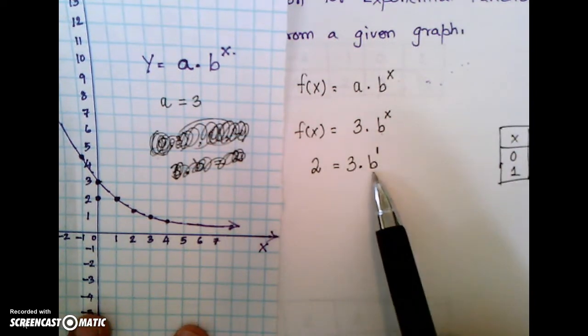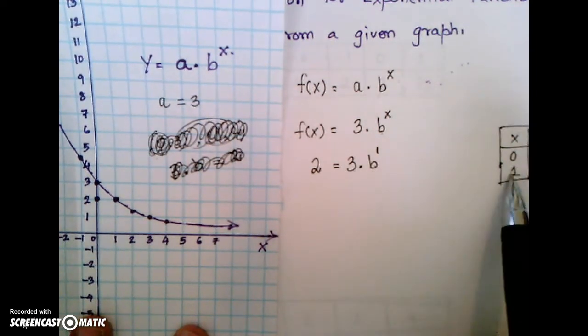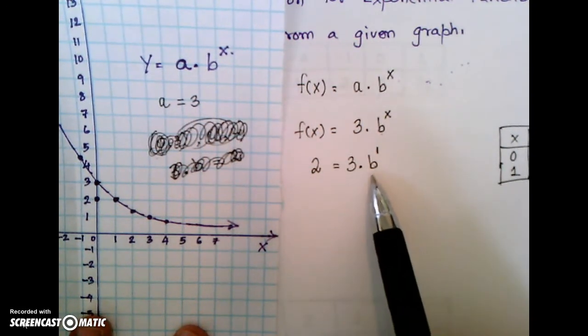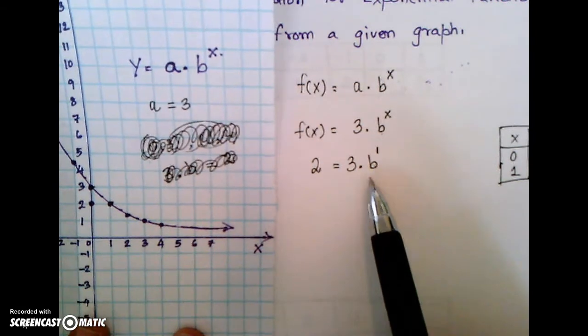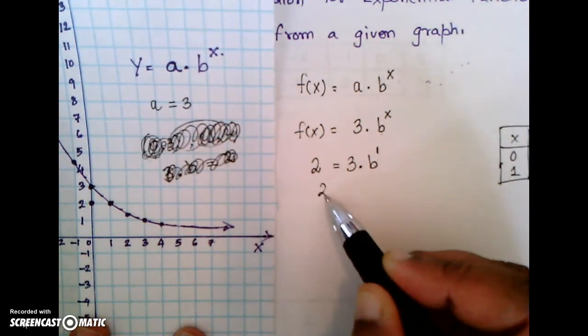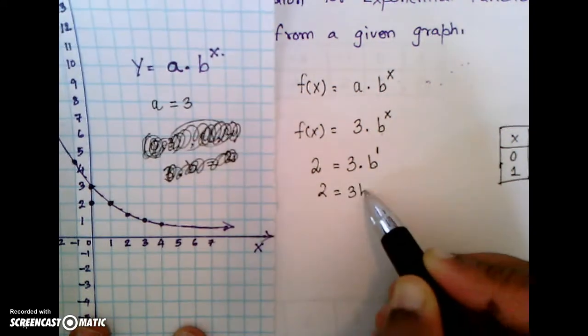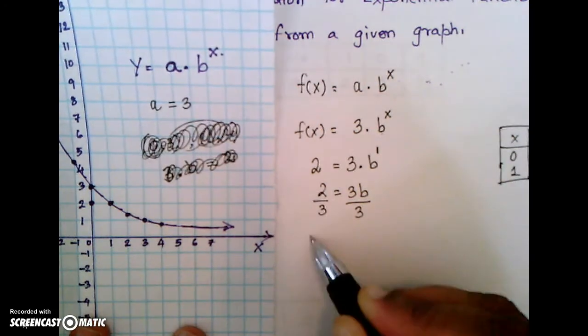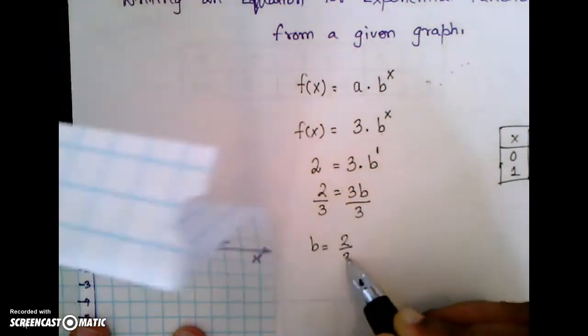I don't know what b is, and I know that x is 1, right? So I just plugged in those values. Now using this equation, I can easily figure out what b is. b to the power of 1 is b. So all I have is 2 equal to 3b. To figure out b, all I have to do is divide by 3. I get b is 2/3.